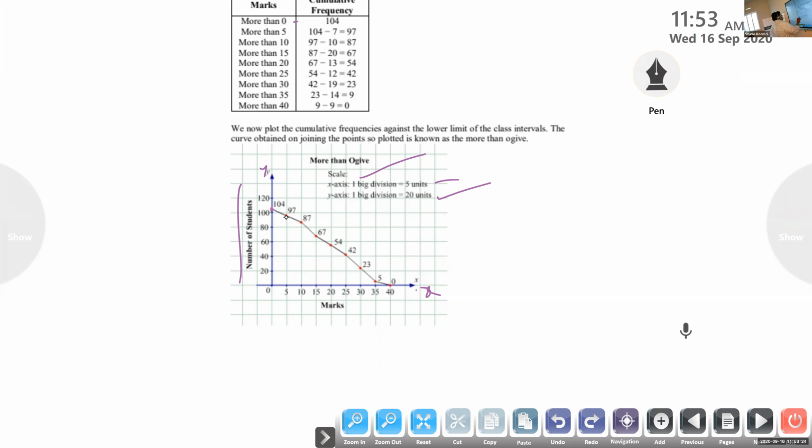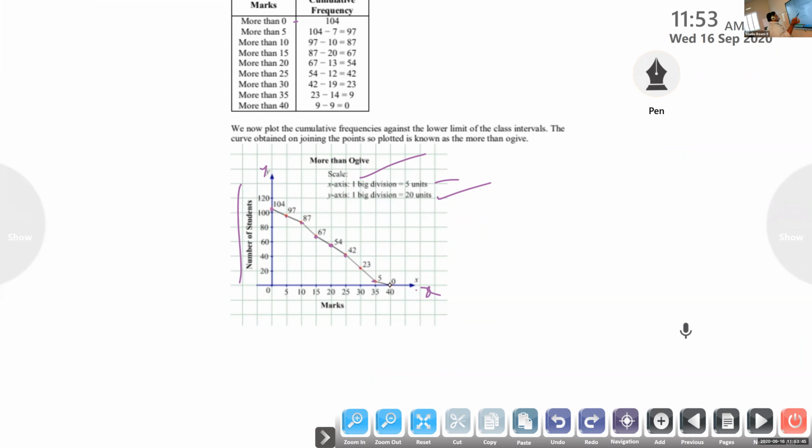Next, more than 10 mark, it is 87. More than 15 mark, it is 67. More than 20 mark, it is 54. More than 25, 42. More than 30, 23. More than 35, 5. And more than 40, it is 0. No students are there.